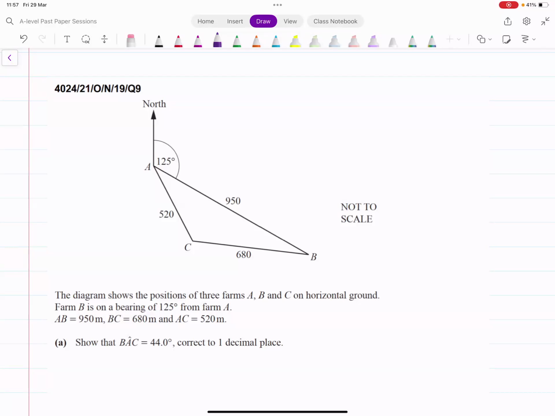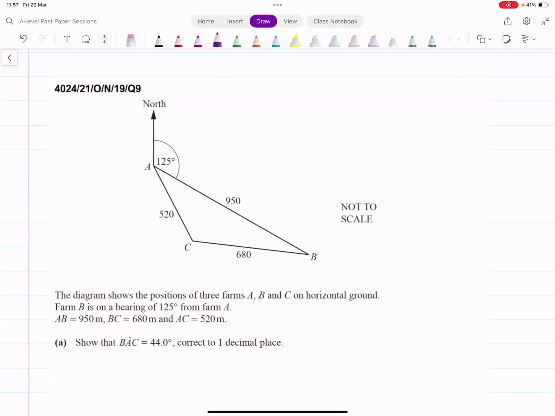Okay, the diagram shows the positions of three farms A, B, and C on horizontal ground. Farm B is on a bearing of 125 degrees from farm A. AB is 950 meters, BC is 680 meters, and AC is 520 meters. Show that angle BAC is 44 degrees, correct to 1 decimal place.